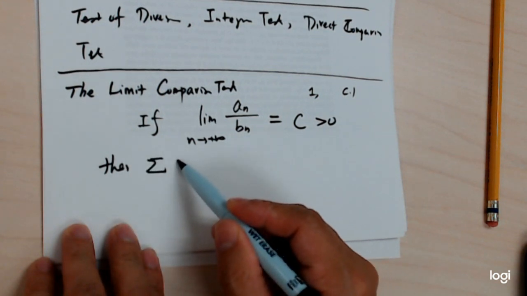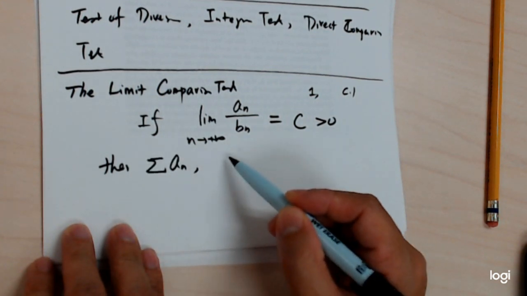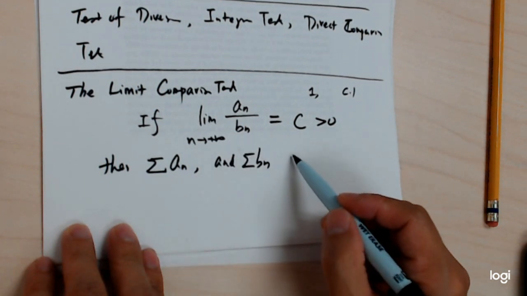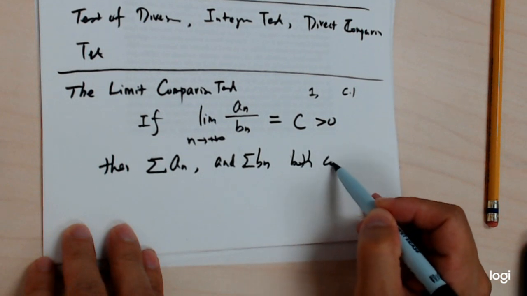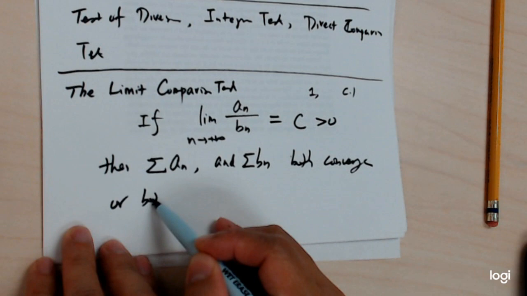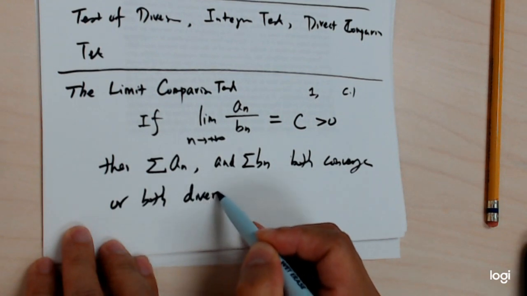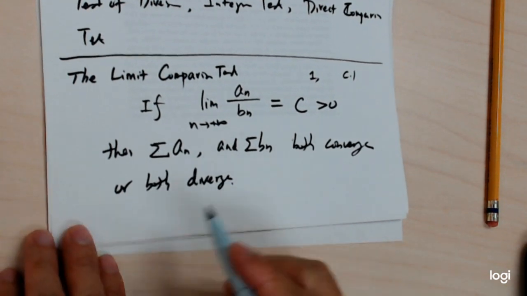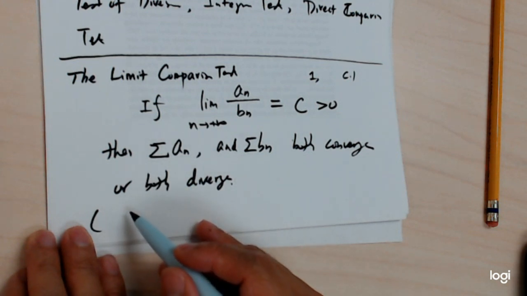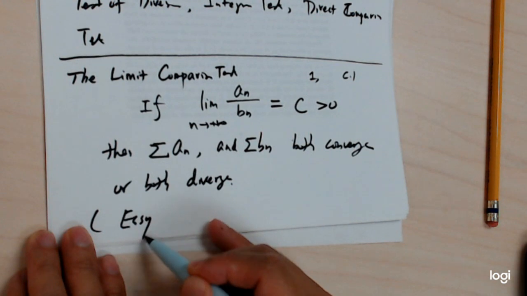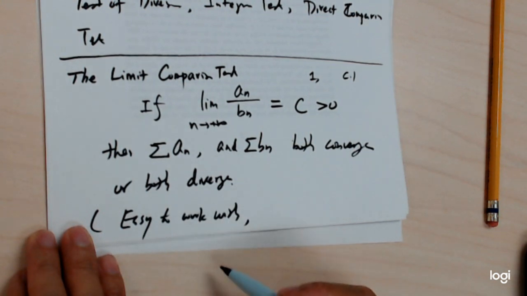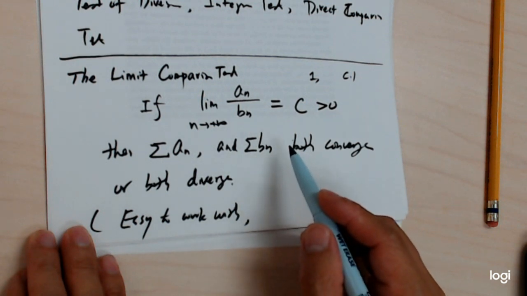The limit comparison test says if that's the case, then those two series behave the same. That means they either both converge or both diverge. So this is a very strong result. It's very easy to work with, because I don't need to play with the inequalities. I just need to calculate the limit.